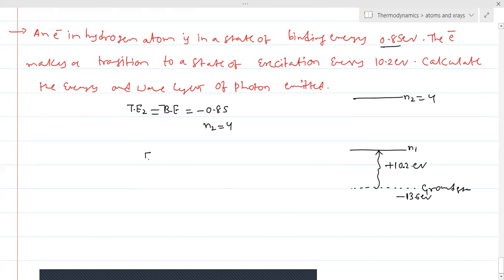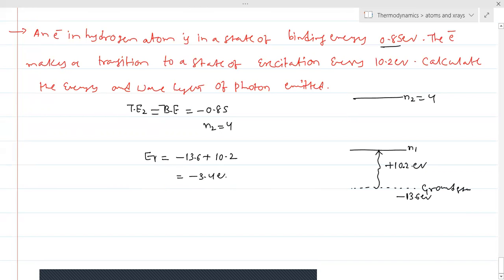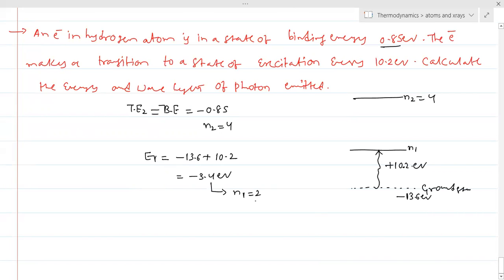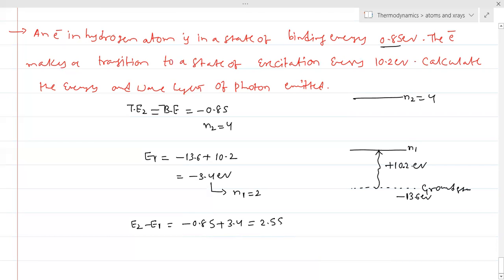So therefore I am taking E1 equivalent to minus 13.6 plus 10.2, which is minus 3.4 electron volts. From this we say that n1 is equivalent to 2. So now the problem is very easy. We can calculate the energy by taking E2 minus E1, which is minus 0.85 minus of minus 3.4. You are going to get 2.55 electron volts.